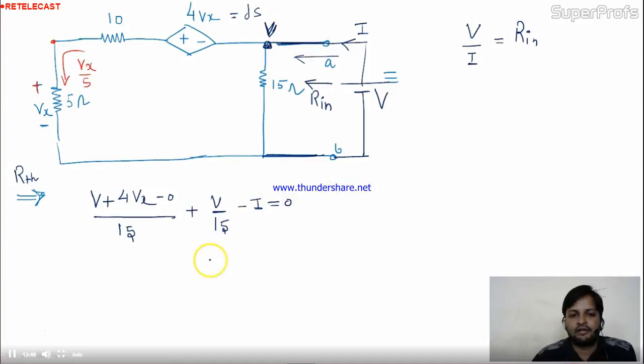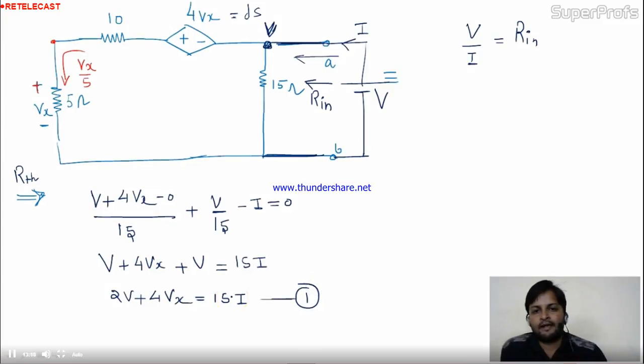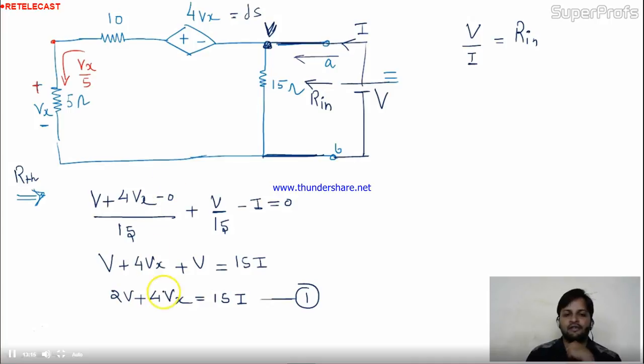Is it okay? Take 15 LCM. So you will be having V plus 4Vx plus V equal to 15I. So it is 2V plus 4Vx equal to 15I. Equation 1. Is it okay? This is equation 1. Now see, if you observe this equation carefully, you are getting V and I. Finally, at the output, you need V by I. Is it okay? So you have to remove Vx from here. So this is the Vx.